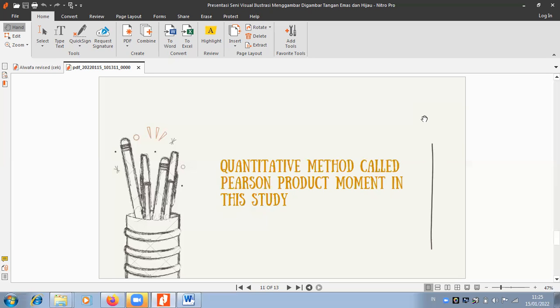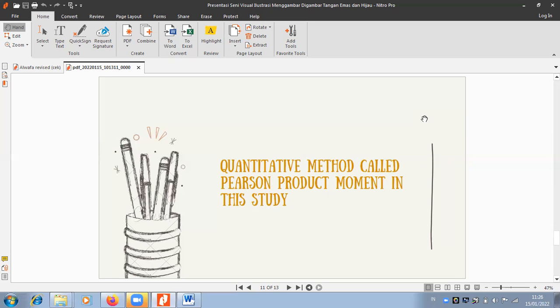Okay. Next, the second is the quantitative method called Pearson product moment in the study. According to the findings, the mean of the listening skill score is 64. The pupils' assignment in the speaking test was given a score of 58. The Pearson product moment result of 0.66 indicated that the finding was significant.